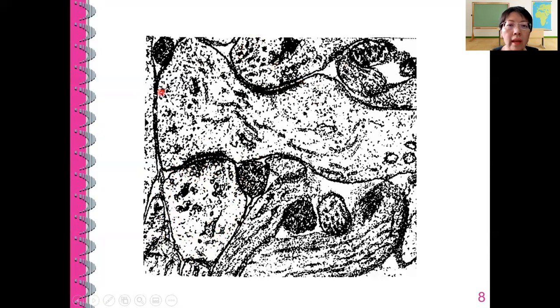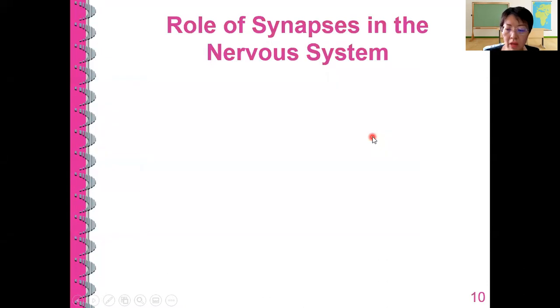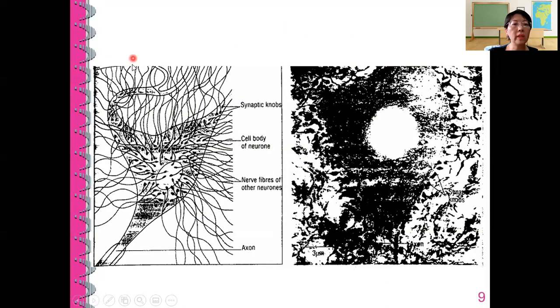Whereas this one looks more like, it most probably can be, a dendrite or cell body. So this is to show you that the synaptic knob can arrive at a dendrite or cell body. And this synaptic knob can come from the same neuron or different neurons. Okay. So you can see here, this one cell body has so many synaptic knobs attached to it, right? So many. Okay.